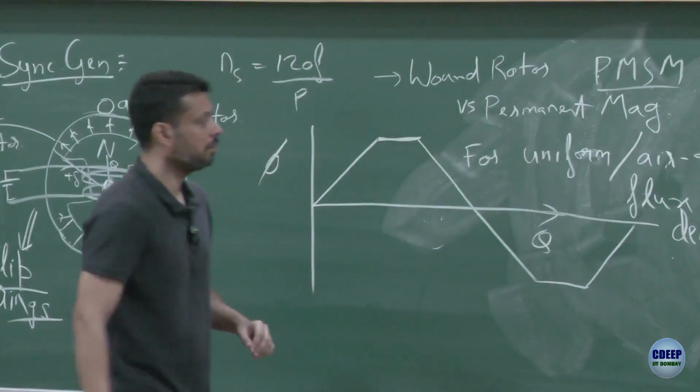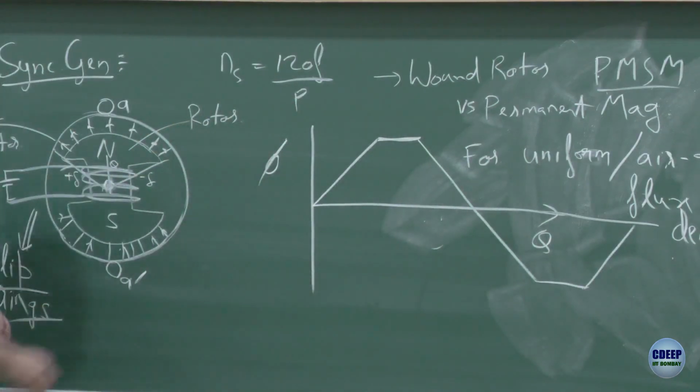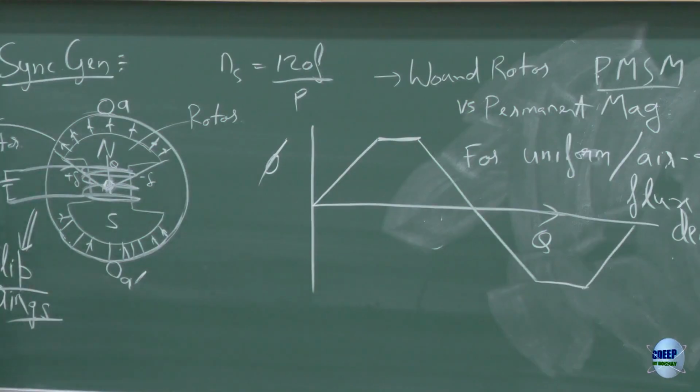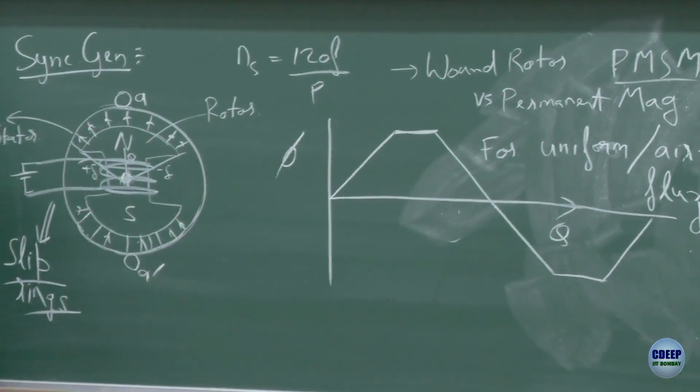If I have a uniform air gap flux density, that means the flux density here, here, and here, everything is the same. That will happen if I have a uniform air gap, because the reluctances of all the paths are the same. So flux will divide equally, and I'll have a uniform flux density. If you have a uniform flux density, this is how the flux would look.